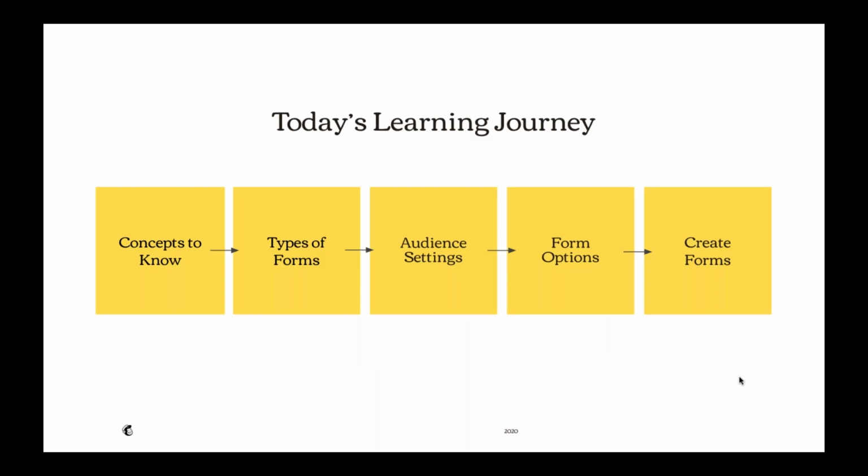So let's take a look at the path of our learning journey today. We'll be coming back to this slide throughout the webinar to show you how far we've come and what's coming up. In this webinar, we'll define some important terminology to help you better understand how Mailchimp sign-up forms work. We'll then introduce you to some key concepts to know and types of forms that you can set up. Then we'll head into the app to go over audience settings and fields. We'll also show you the ins and outs of how our form builder works.